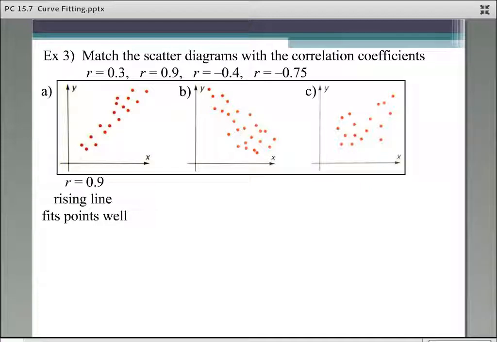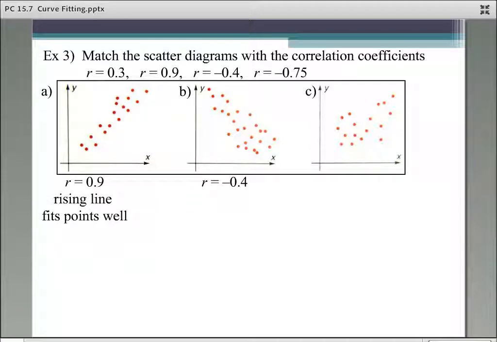It's a rising line, and the points fit well. They're not exact, but that's okay. If you got an r of 0.90, it's not that great of a fit. It's not horrible, but it's not great. 0.98, 0.99 is good, but 0.90 isn't fabulous, so 0.9.